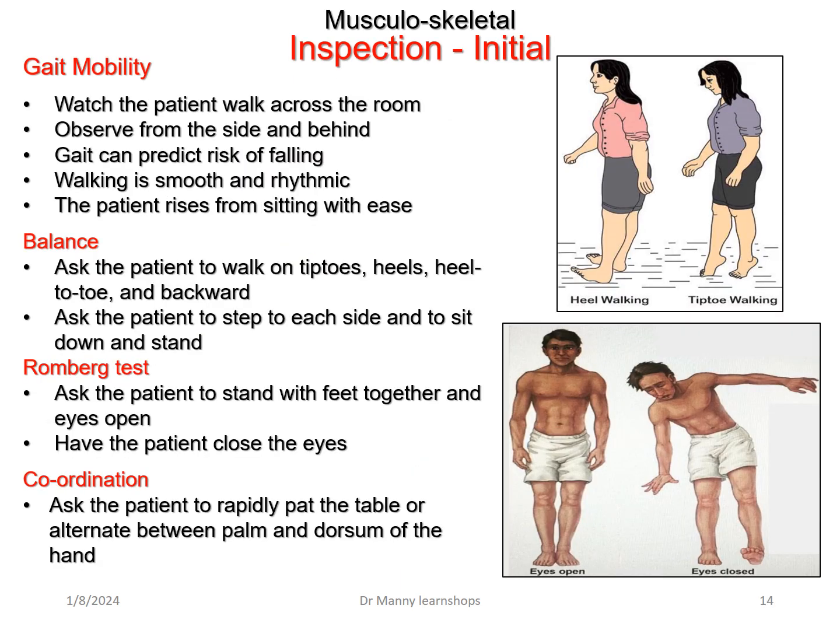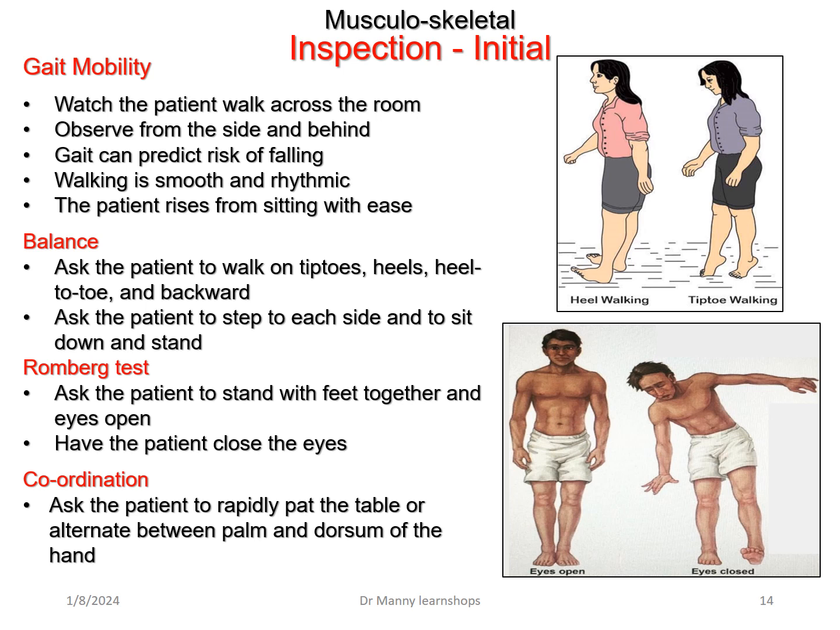In the initial inspection, we always look at gait mobility. So you watch the patient as they walk across a room, you observe from the side and you observe from behind. The gait can predict a fall's risk. Walking is typically smooth and rhythmic, and the patient rises easily from a sitting position. Balance, you ask the patient to walk on tiptoes, heels, heel to toe and backward. You also ask the patient to step to each side and to sit down and stand.